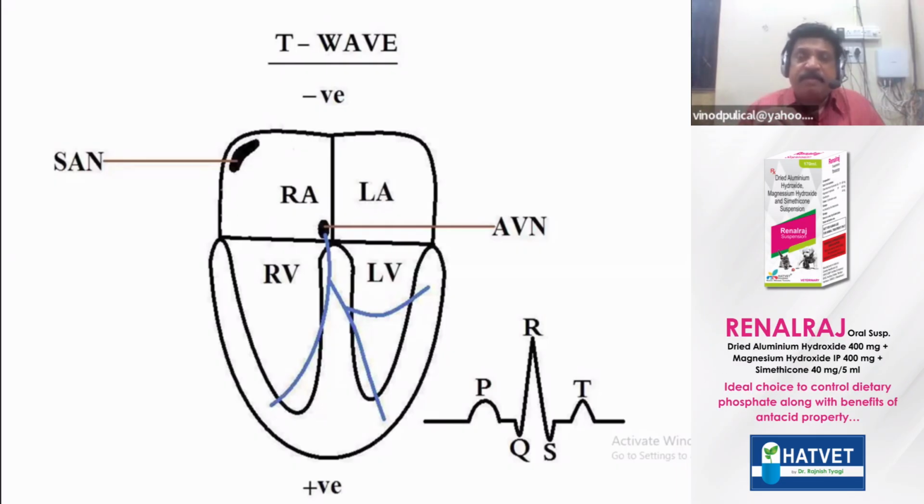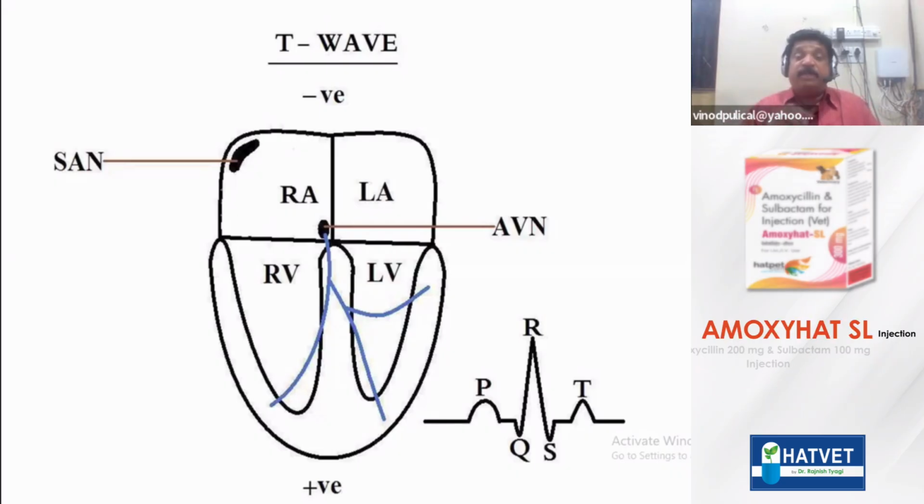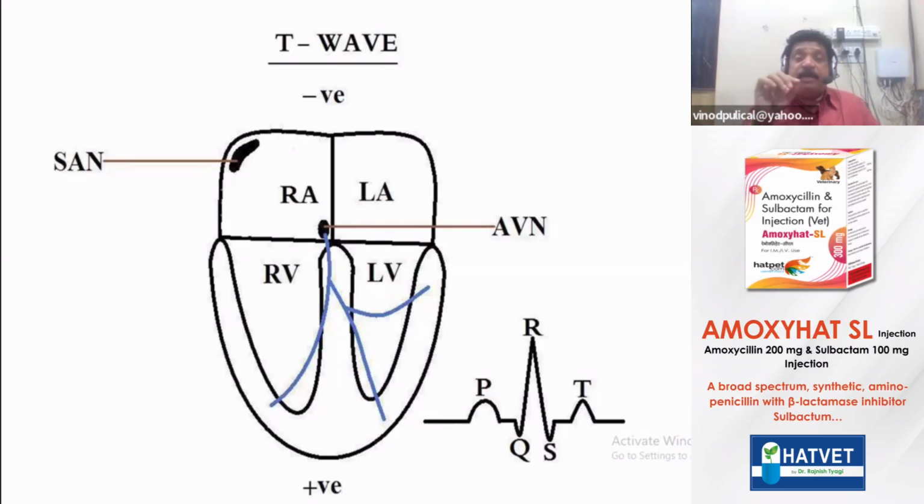During this time, there will be either a small positive peak, or sometimes a negative one. Mostly in human beings it will be positive only, but in the dog it can be positive or negative. Both are normal. So that is regarding the T wave.